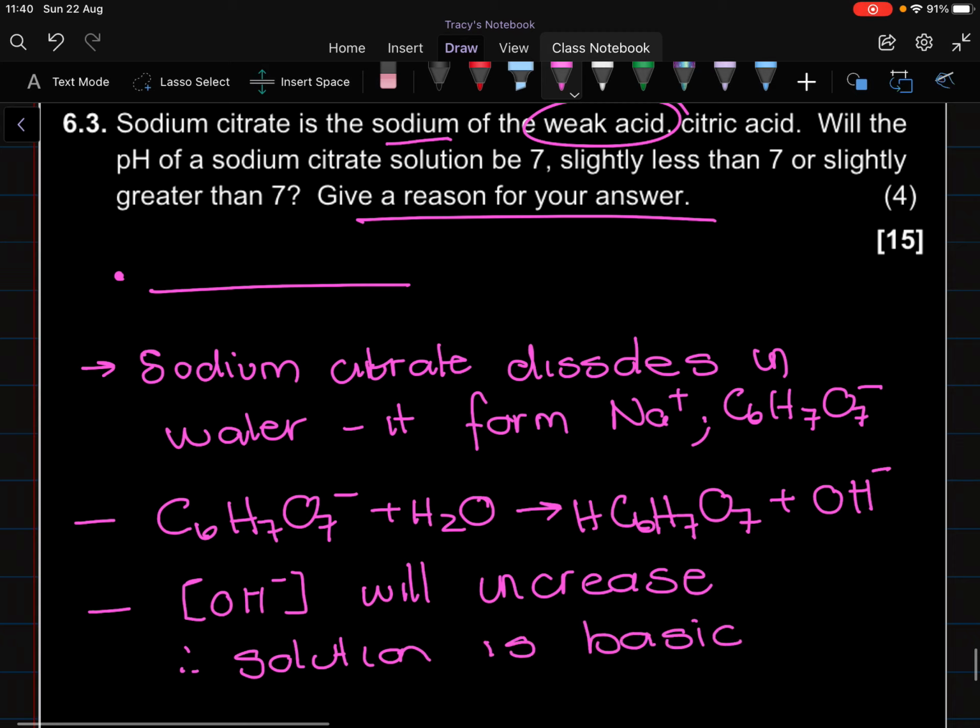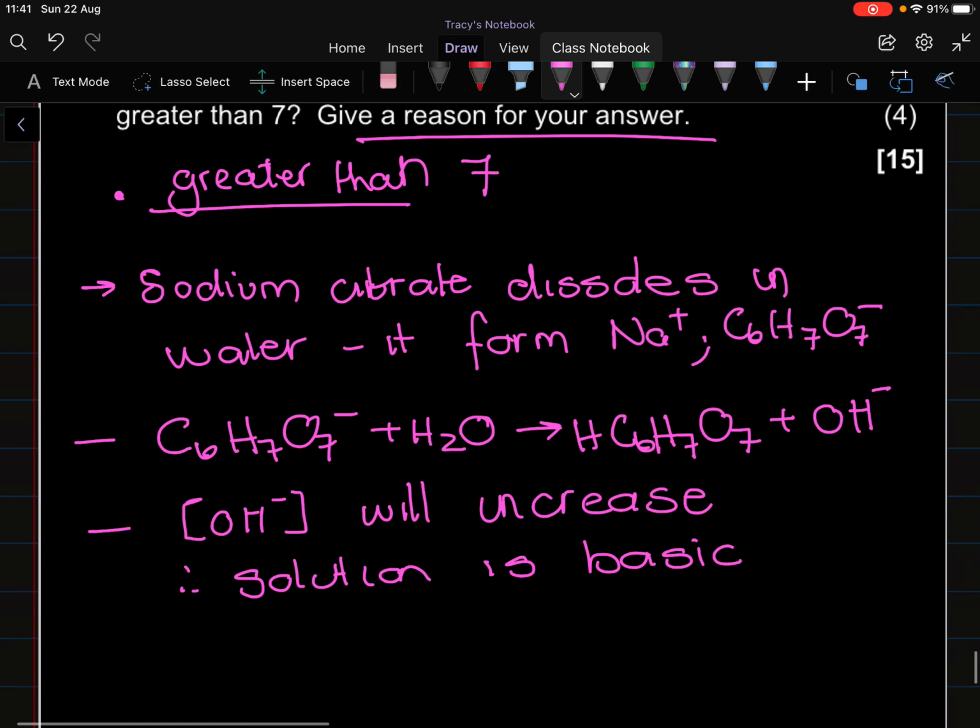What does that mean about my pH? It's going to be greater than 7, because our OH- ions increase, and the solution will be basic. And we're done with question 6.